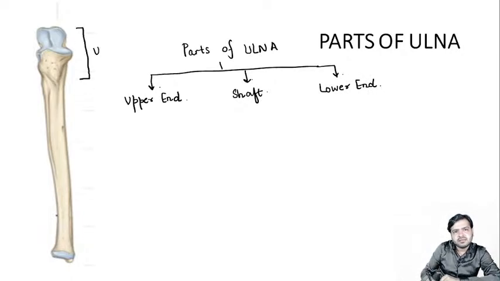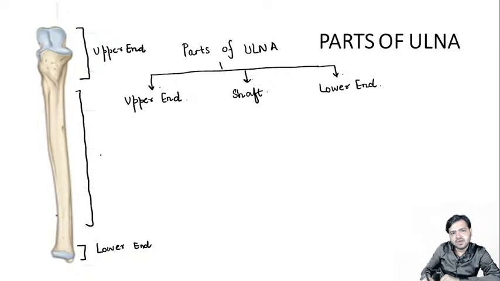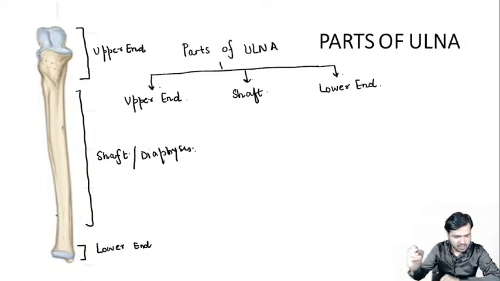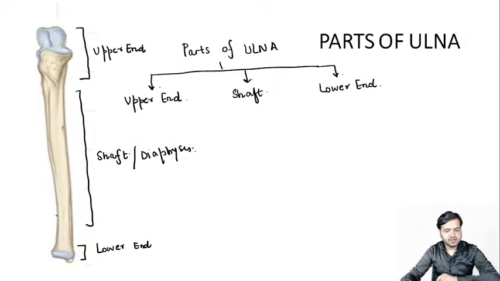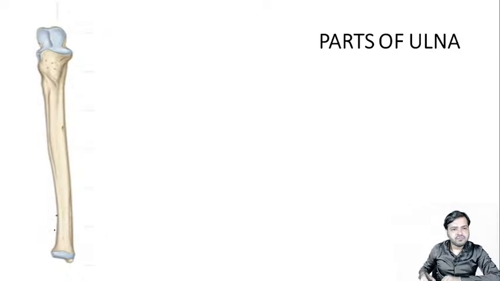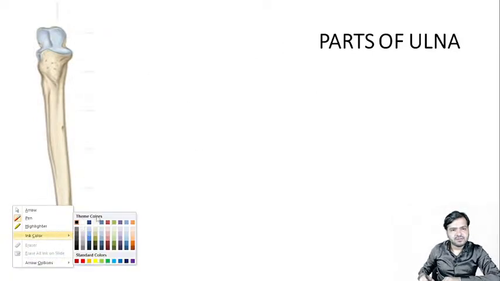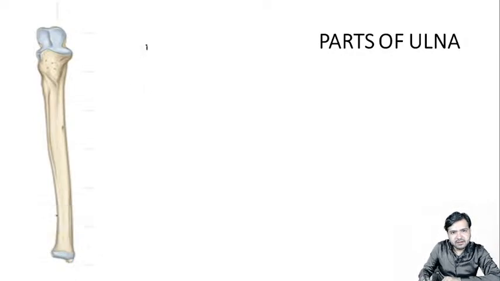So just marking, this is the upper end, then we have the lower end, and we have a long diaphysis or the shaft region. So yes, this is about the parts of the ulna. Now coming on to one part, one by one. We will be discussing the upper end first.